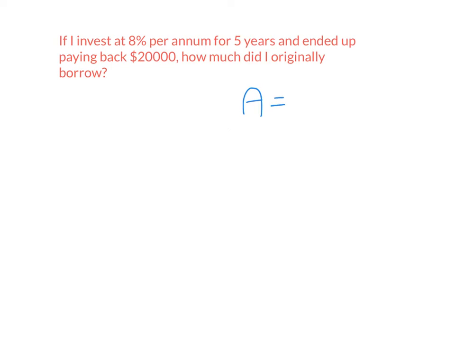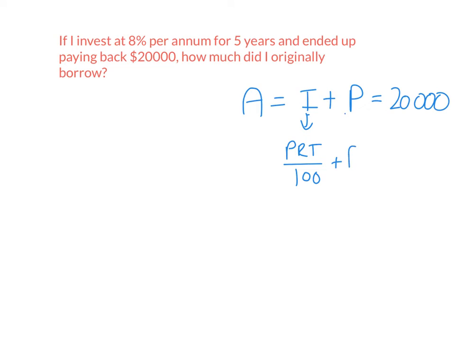So the amount that was paid back, the interest plus the principal, is $20,000, right? So what I'm looking for here is P. How much did I originally borrow? The problem is we have 2 variables here. So what we have to do is change this so I have one variable. So I'm going to change I to PRT over 100. So interest plus principal is 20,000, okay?